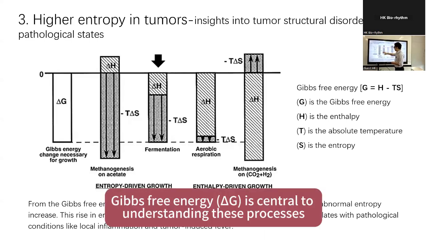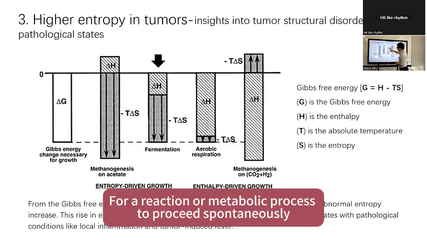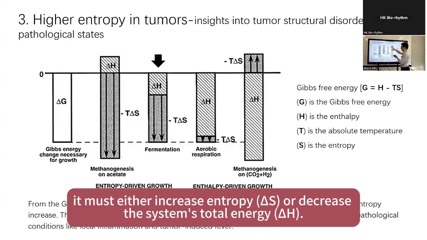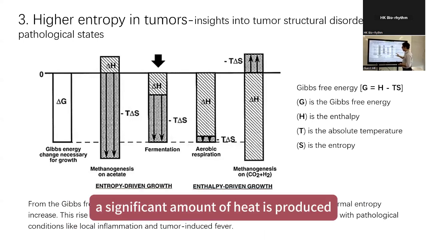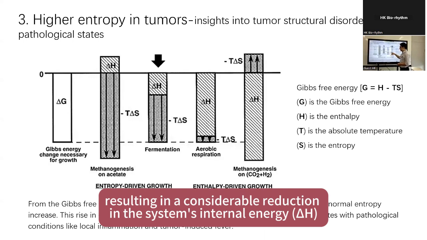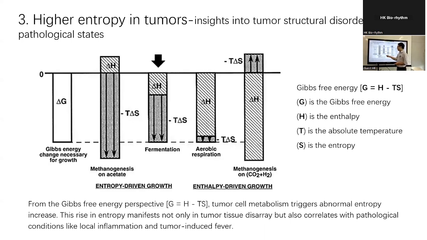Gibbs free energy, delta G, is central to understanding these processes. For a reaction or metabolic process to proceed spontaneously, it must either increase entropy, delta S, or decrease the system's total energy, delta H. In aerobic respiration, a significant amount of heat is produced, resulting in a considerable reduction in the system's internal energy, delta H, with only a slight increase in entropy, delta S.